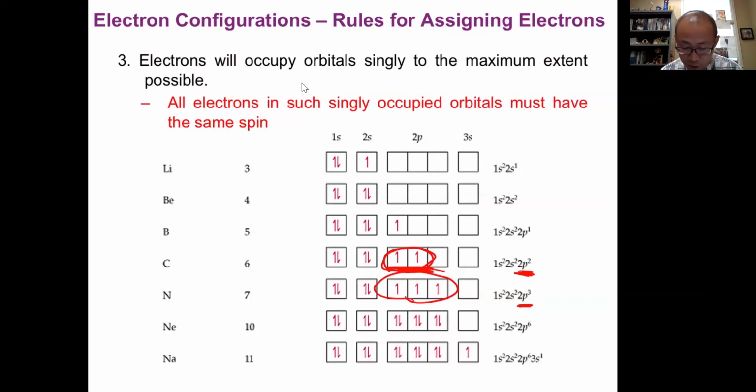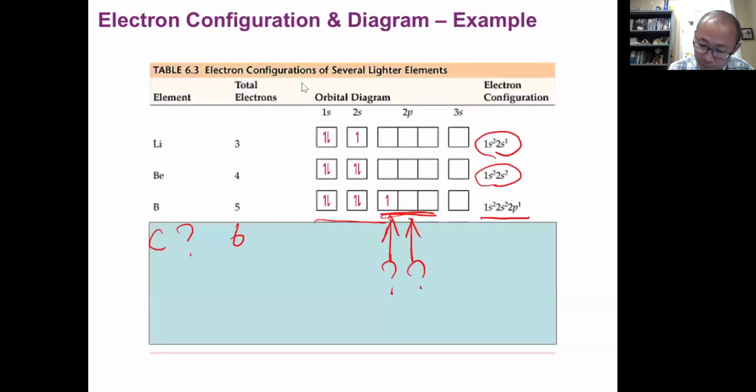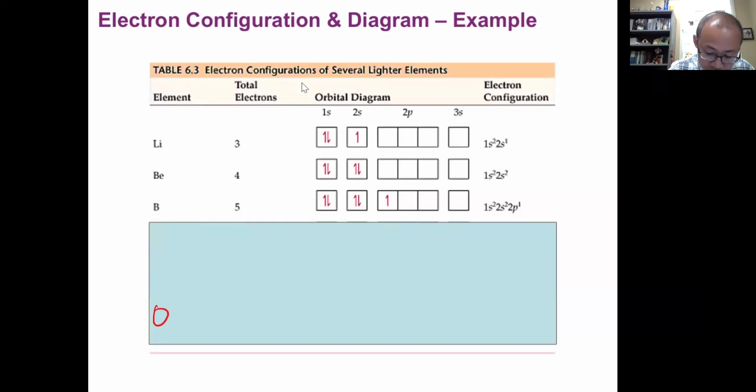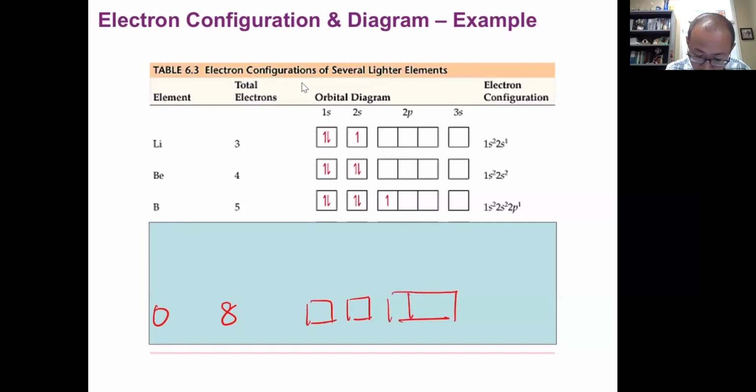Okay, so let me show you in the empty space: oxygen. I forgot they don't even include it here. So let's do oxygen here. Oxygen, 8 electrons: 1s, 2s, 2p, 3s. So that's oxygen. We know 8 electrons. First one, second one, third one, fourth one, fifth one, sixth one, seventh one. Okay, there's the 7th one.